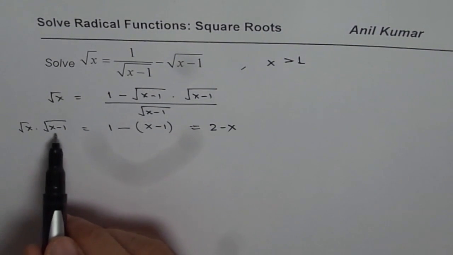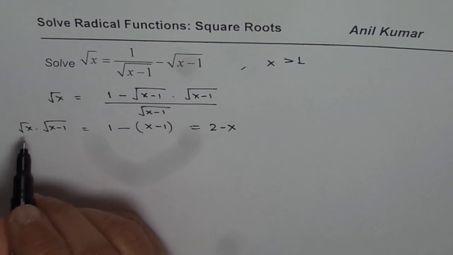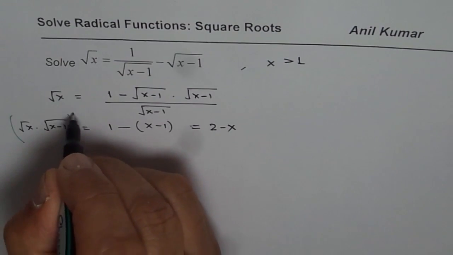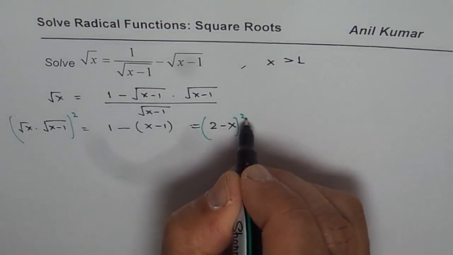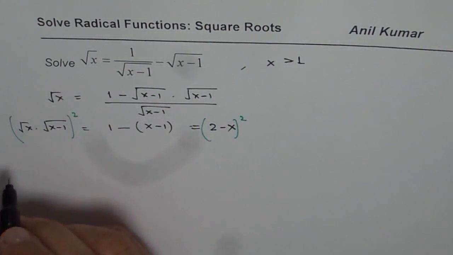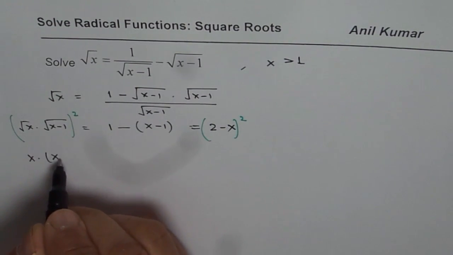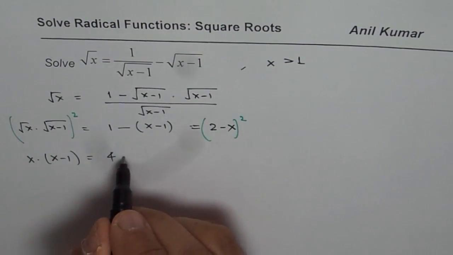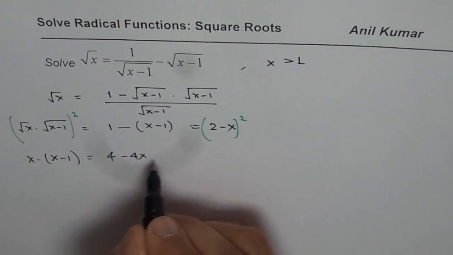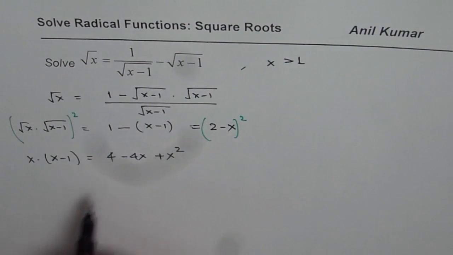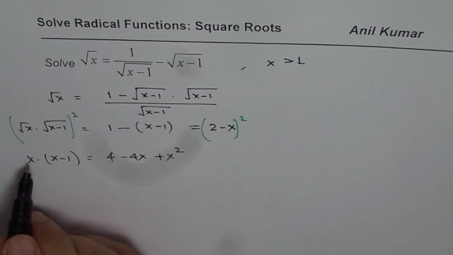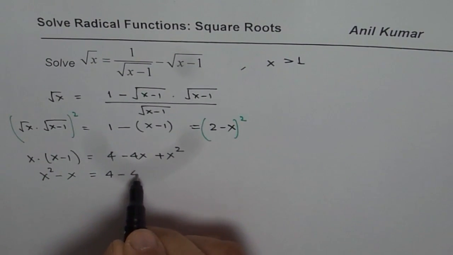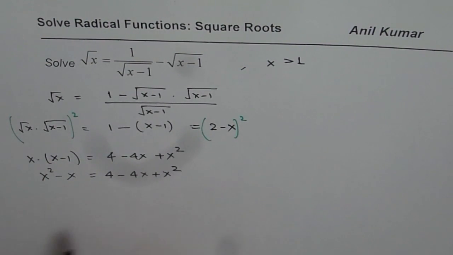Now, since we have a radical here, we'll square both sides again. What I'm trying to say here is, let us square both sides. That is, square this and square this part. Then what do you get? So this square will be x times x minus 1, and on the right side let us square it. We get 2 squared, which is 4, minus 2ab, which is 4x, plus x squared. So that is a quadratic equation. Let me expand this. We get x squared minus x equals 4 minus 4x plus x squared.